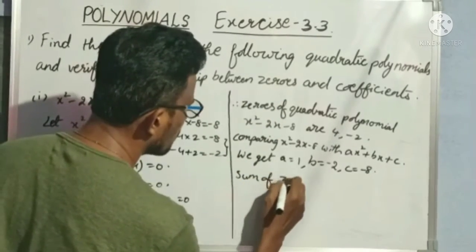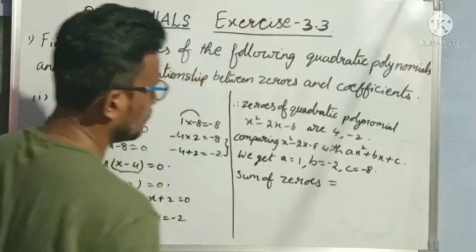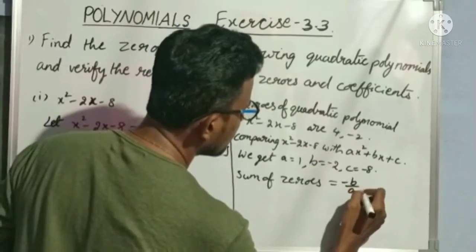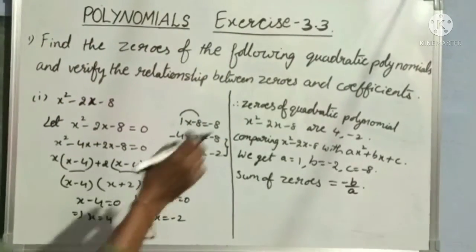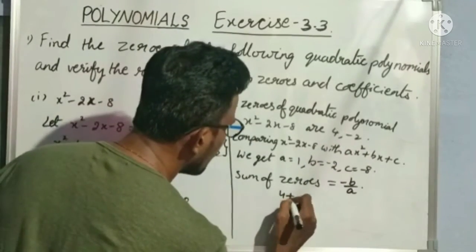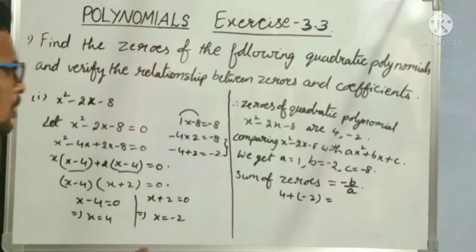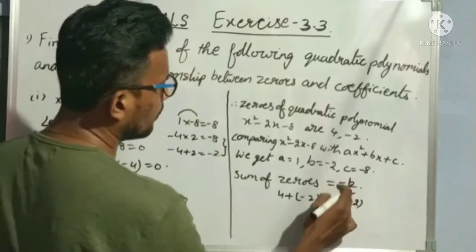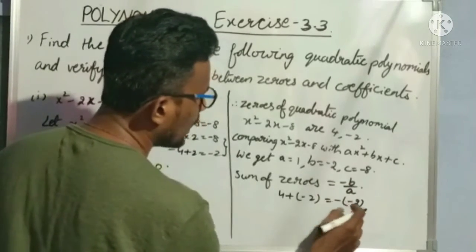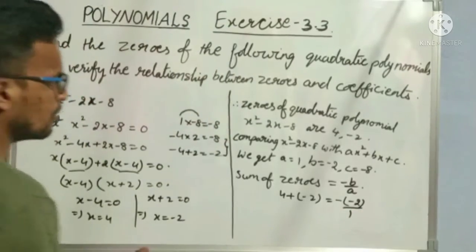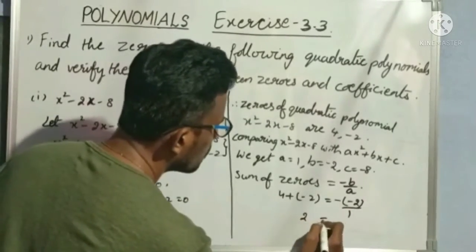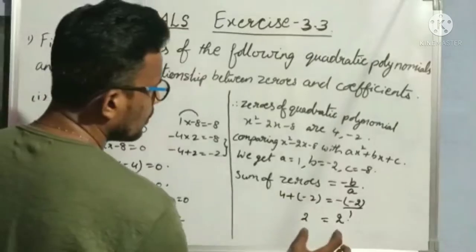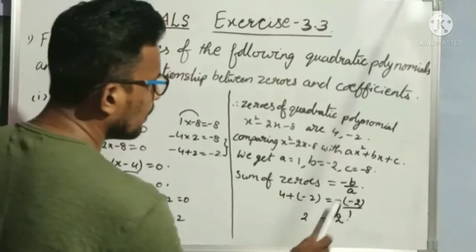Sum of zeros: when a quadratic polynomial is given, the formula is minus b by a. Our zeros are 4 and minus 2, so the sum is 4 plus minus 2, which is 2. And minus b by a is minus of minus 2 by 1, which is also 2. Understood? So we got the sum of zeros equal to minus b by a.